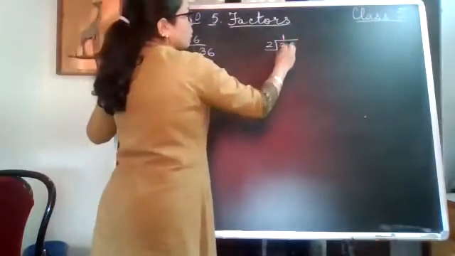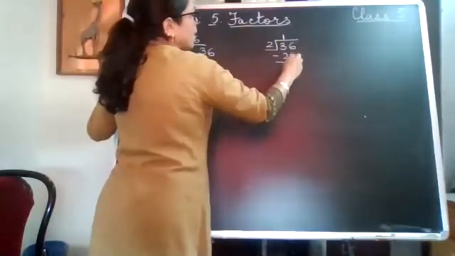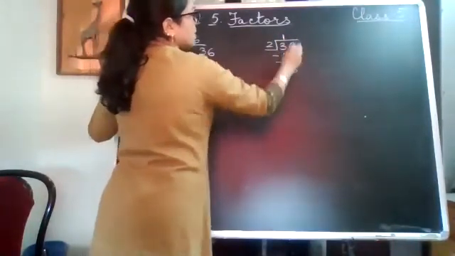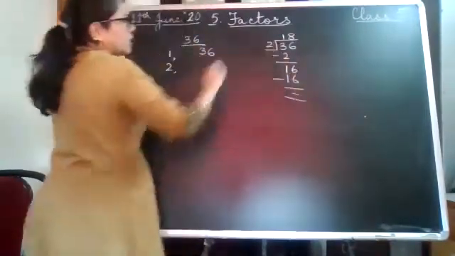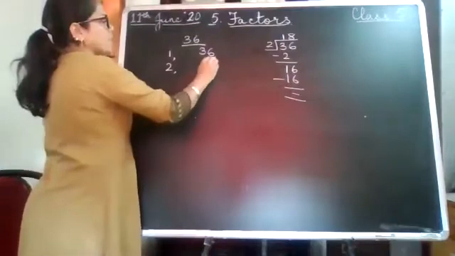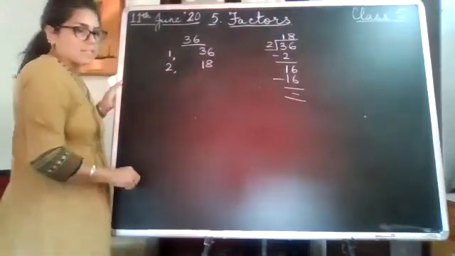2 divides 3 once. 1 will be left. Bring down 6. 2 divides 16 8 times. You can see that 2 divides 36 18 times. So we got one more factor.